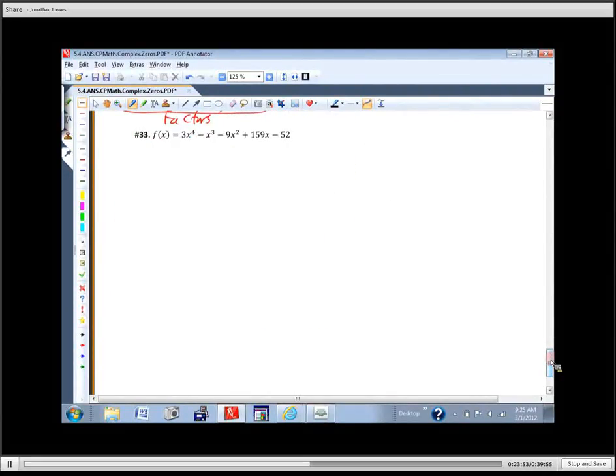Go ahead and get started on it. The instructions are find the complex zeros, which means find all of them. So all 4 of them. Okay, go ahead. And same instructions as above. So find the zeros and write it in factored form.